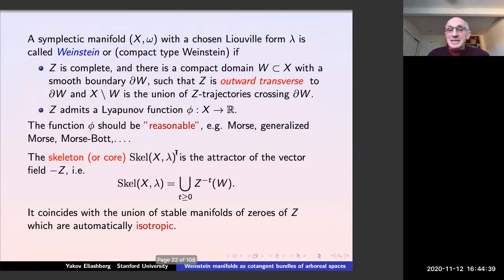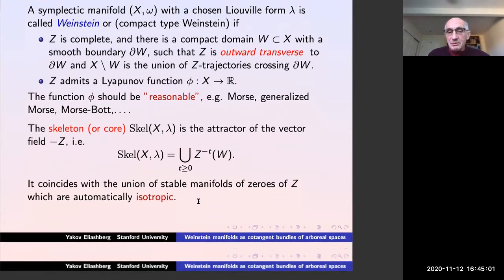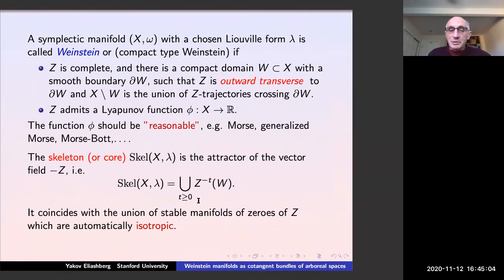So a Stein manifold has a skeleton, and this is just the attractor of the field minus Z. Of course, this attractor just consists of the stable manifolds of zeros of this vector field Z. And it automatically follows that these stable manifolds have to be isotropic, and therefore at most Lagrangian in the top dimension. And so the skeleton is, in some sense, stratified by these isotropic cells, but we don't have any control over how they attach to each other, so it could be pretty terrible.